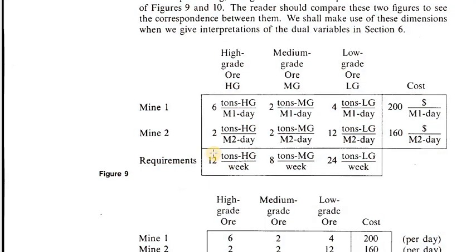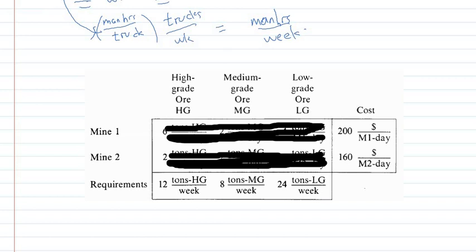Now, how about the requirements? You had 12, 8, and 24. You had 12 tons per week of high grade, 8 tons per week of medium grade, and 24 tons per week of low grade. So the units here are tons per week in every single case. Now we should think about what units we need in the middle of the box in order to make things work out. Well, in this case, we want to minimize the total cost. There we have costs for mine 1 and costs for mine 2, so we can put the total cost down here.